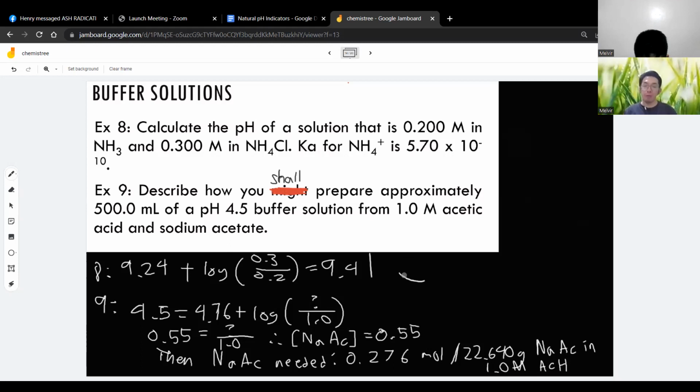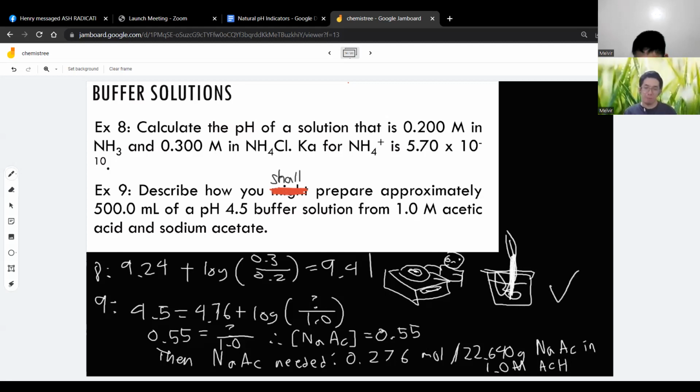Hindi kasi ganyan yung final answer. Measure, ano po, measure 22.640 grams. Then simply dump it into the bigger pot. Dump it into the beaker containing what? Okay, containing 1.0 molar HCl. HCl, tuloy, acetic acid. Okay, simple as that.